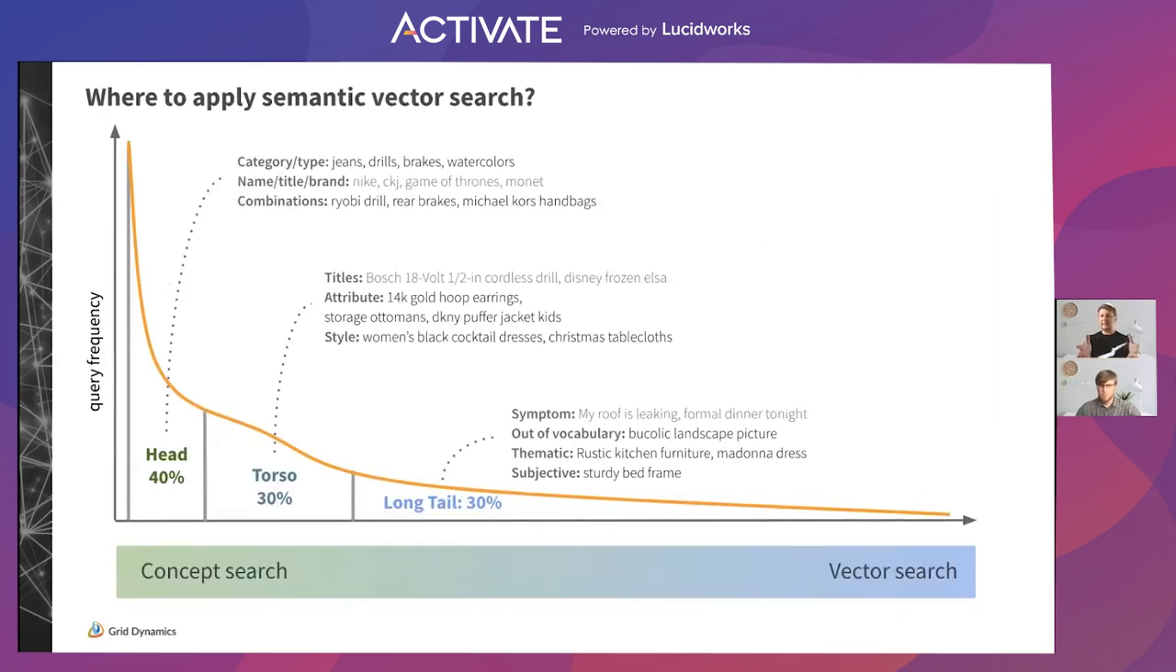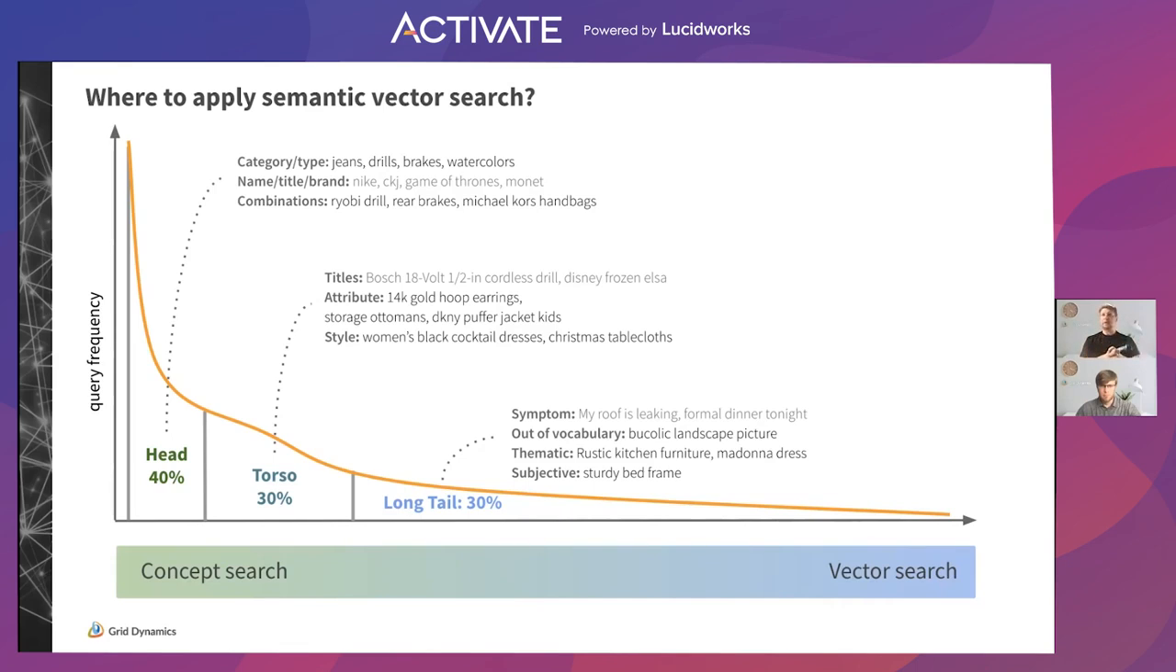So this is a great idea, but how to pragmatically apply it to the e-commerce solution? So if we look at the typical distribution of e-commerce, we will see that we have a combination of head, torso, and long tail queries. And head queries are usually very popular queries, and they're very simple, like it's category, name, title, combinations of those. And those queries are very well served by the typical traditional solution when we just match what customers are asking to the particular attributes of the products. However, if we go towards the long tail, we very quickly see that the queries become much more complicated.